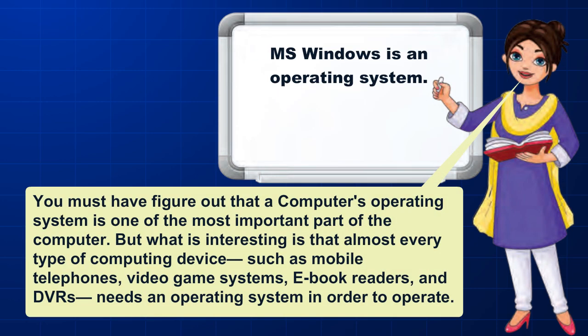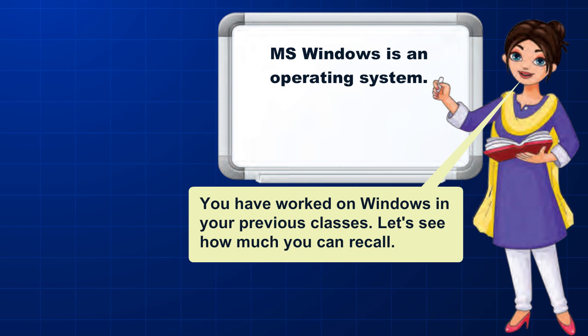You must have figured out that a computer's operating system is one of the most important parts of the computer. But what is interesting is that almost every type of computing device, such as mobile telephones, video game systems, e-book readers, and DVRs, need an operating system in order to operate. You have worked on Windows in your previous classes. Let's see how much you can recall.